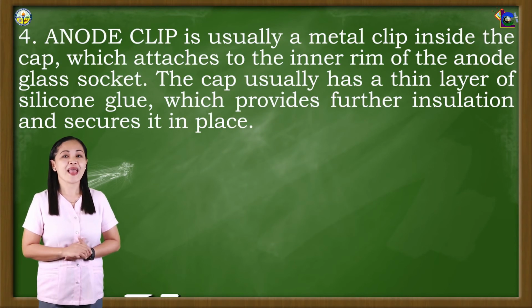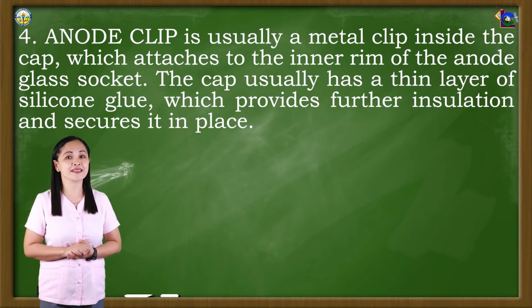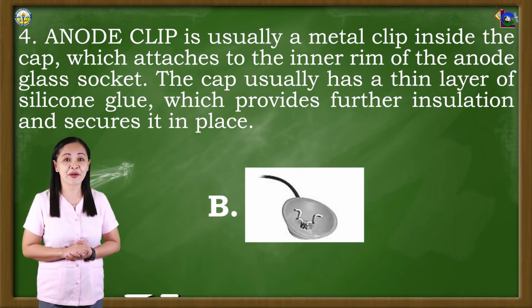Number 4. Anode clip is usually a metal clip inside the cap, which attaches to the inner rim of the anode glass socket. The cap usually has a thin layer of silicone glue, which provides further insulation and secures it in place. The correct answer is letter B.